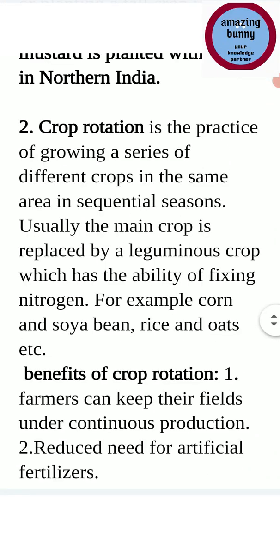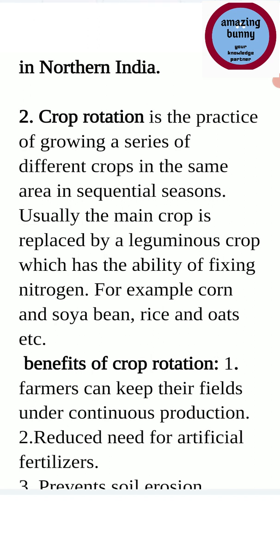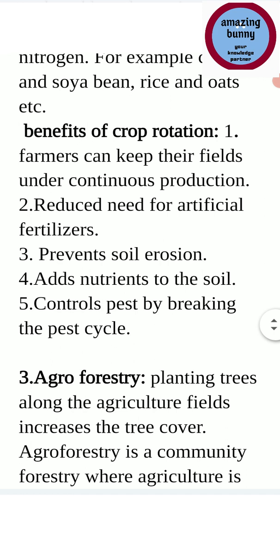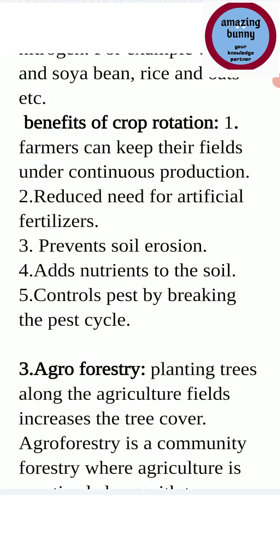Second is crop rotation. It is a practice of growing a series of different crops in the same area in sequential seasons. Usually the main crop is replaced by a leguminous crop which has the ability of fixing nitrogen. For example, corn and soybean, rice and oats, etc. Benefits of crop rotation: farmers can keep their fields under continuous production, reduced need for artificial fertilizers, prevents soil erosion, adds nutrients to the soil, controls pests by breaking the pest cycle.